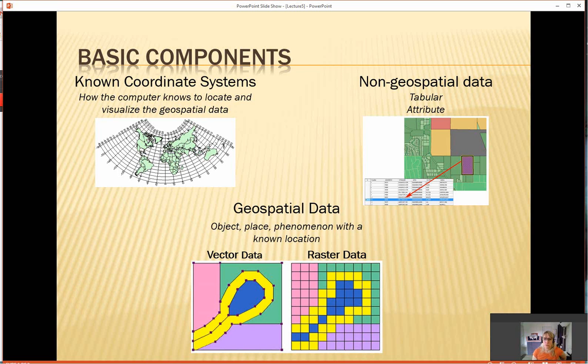Both of these kinds of data represent an object, place, or phenomenon with a known location, but they do it in different ways. Vector data consists of points, lines, and polygons, and raster data, which is always imagery, consists of cells. I know you guys are familiar with this. We did this back in weeks 4 through 7, where we discussed satellite imagery and brightness values and color guns and all that stuff. This is where it comes into play. It's with raster data.